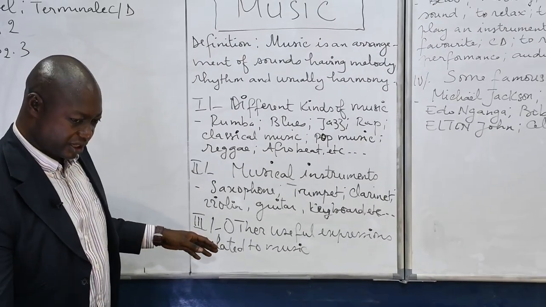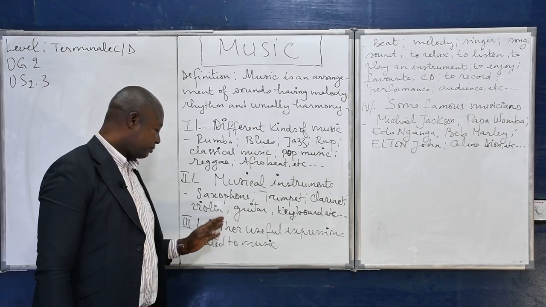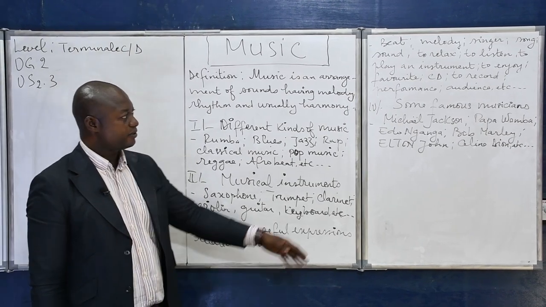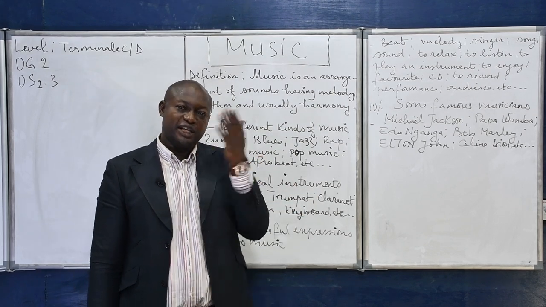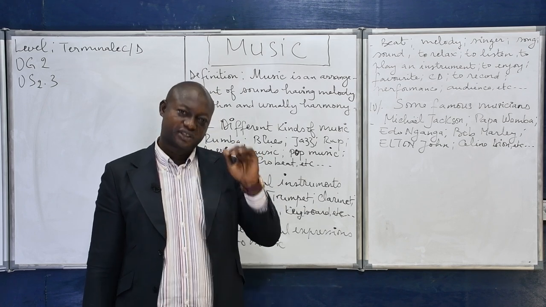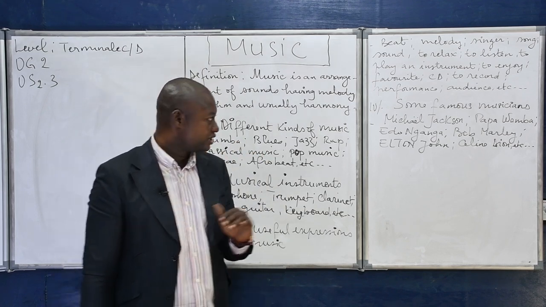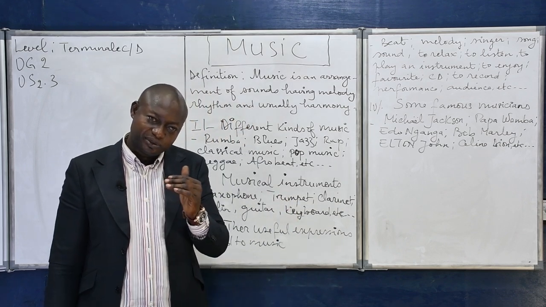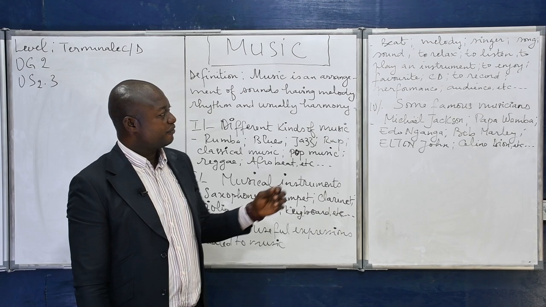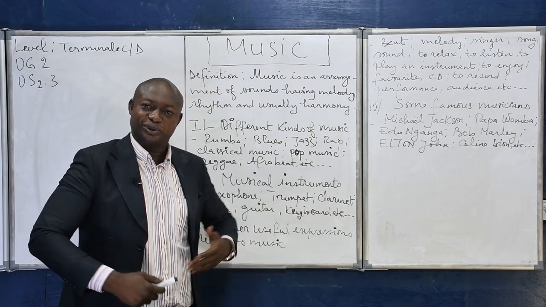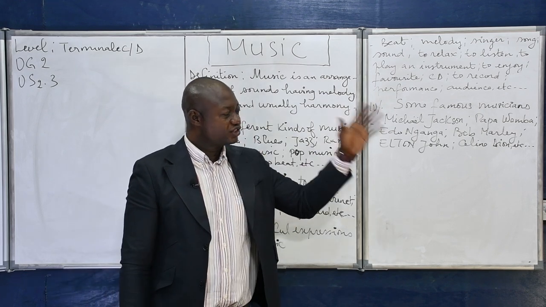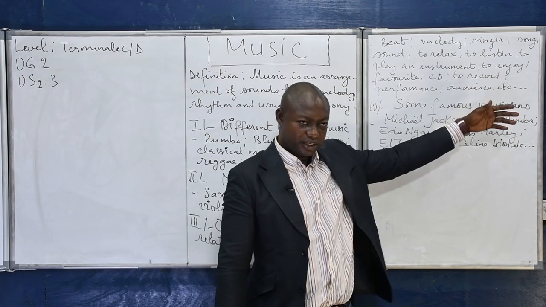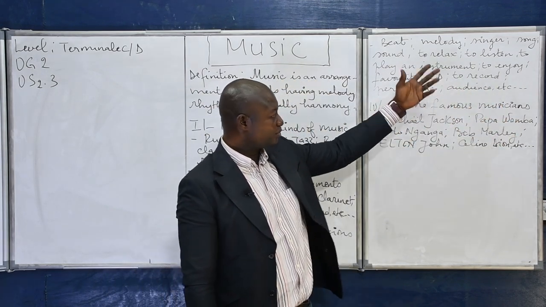So apart from musical instruments, we have talked about other useful expressions such as beat and melody. We have loud sound, élevé; quiet, a voix basse; soft, when the melody is sweet. We have to relax, se détendre; to listen, écouter; to play an instrument; to enjoy, aimer, apprécier. That is part of preference.